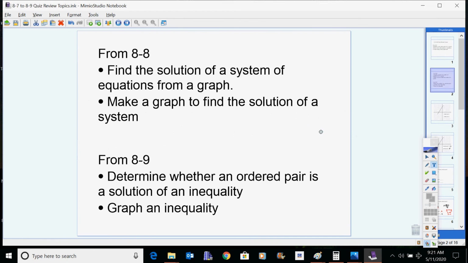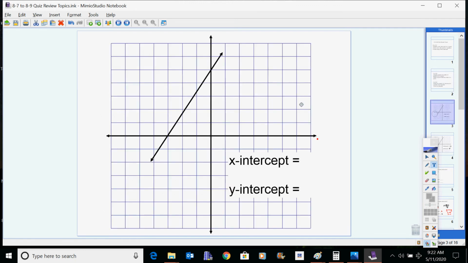From section 8.8, you're going to need to be able to find the solution of a system of equations from a graph that's already done, but also be able to make your own graph to find the solution of a system. And those answers will always be ordered pairs. And from section 8.9, you need to be able to figure out if an ordered pair is a solution of an inequality and also be able to graph an inequality.